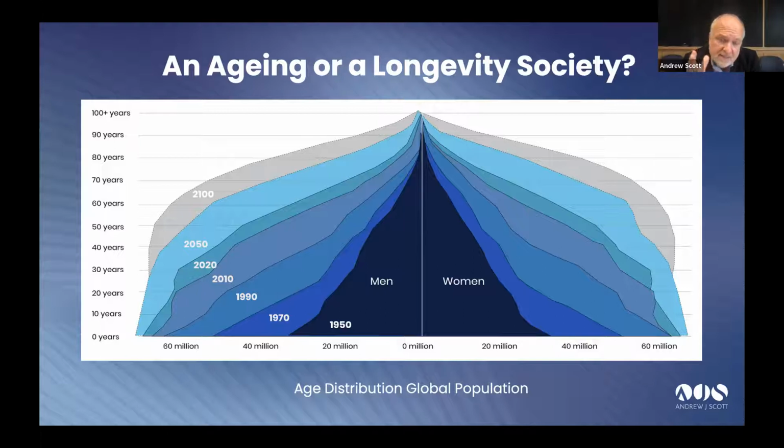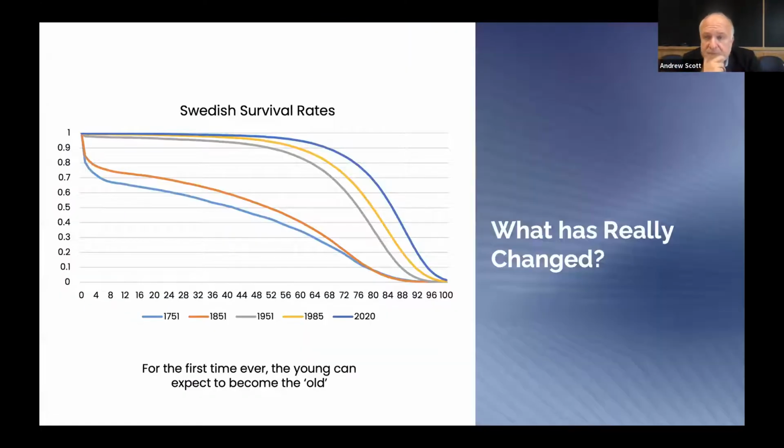So if an aging society is around changes in the age structure of the population, I think longevity is about changing how we age. So that's very much my agenda. And just to make the point that, to me, this is the most fundamental change that's happened.